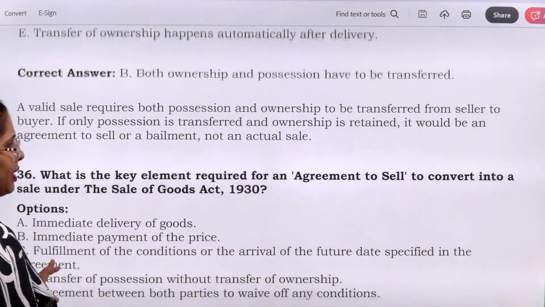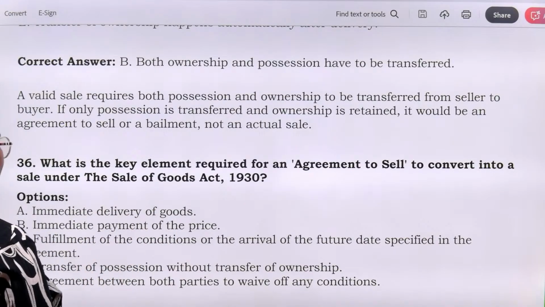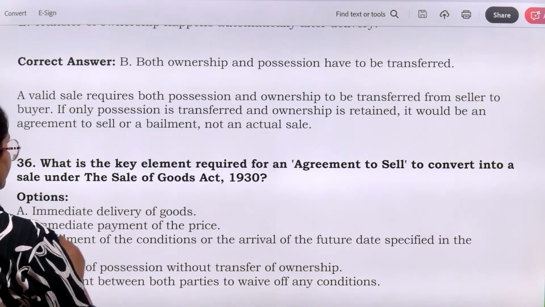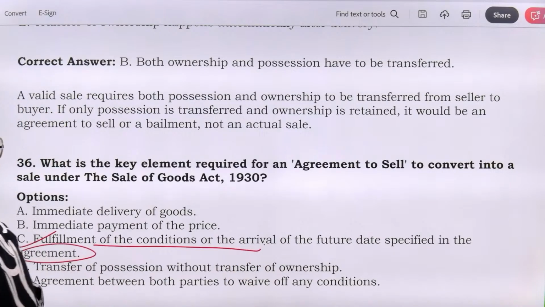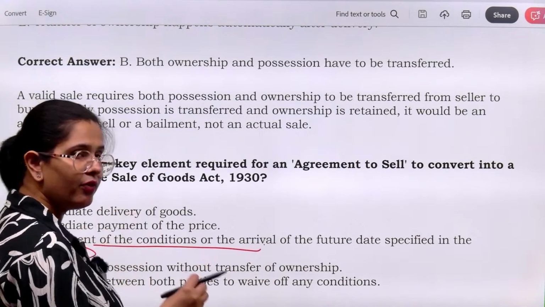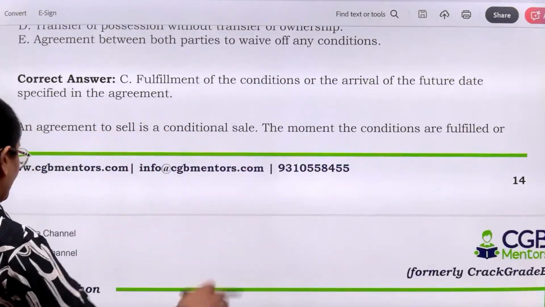What is the key element required for an agreement to sell to convert into a sale? So fulfillment of the conditions or the arrival of a future date. If the conditions have been fulfilled, then the agreement to sell will be converted into a sale agreement. Right, that means the sale will be completed.